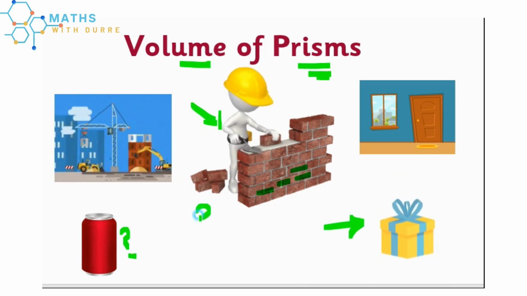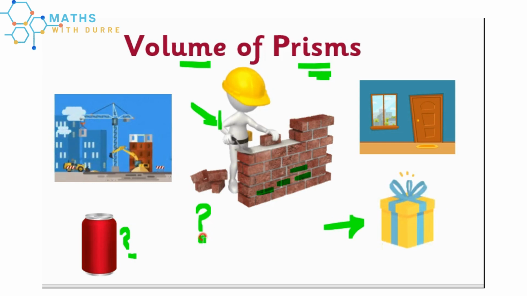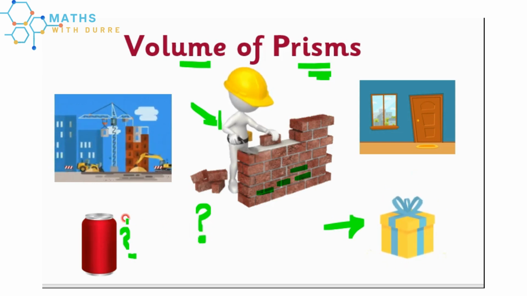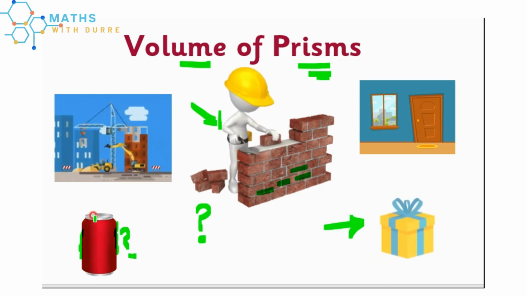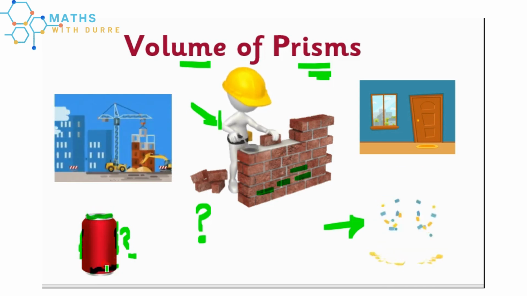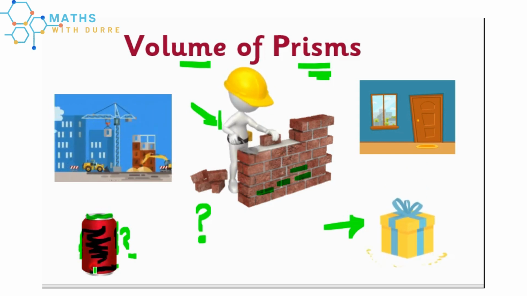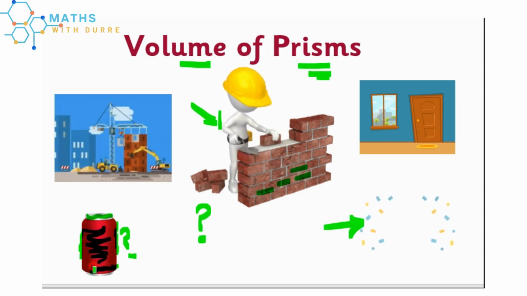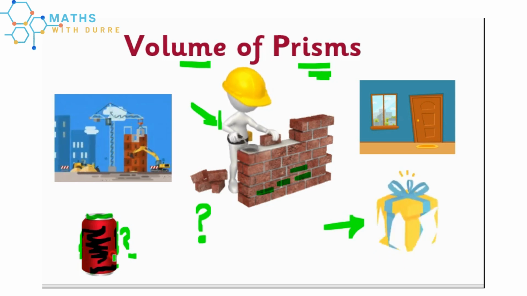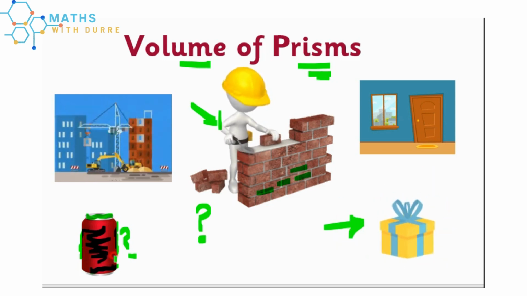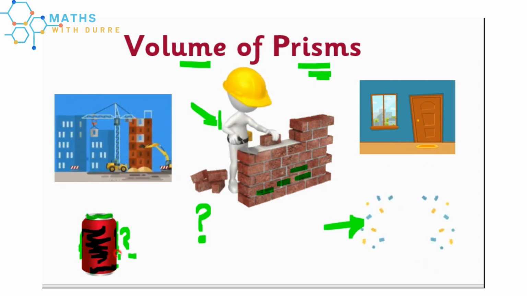So, what exactly is a prism? It is a 3D shape that has two parallel and congruent faces called bases and lateral faces that connect them. What's fascinating about prisms is that their volumes can be calculated using just a few simple formulas.